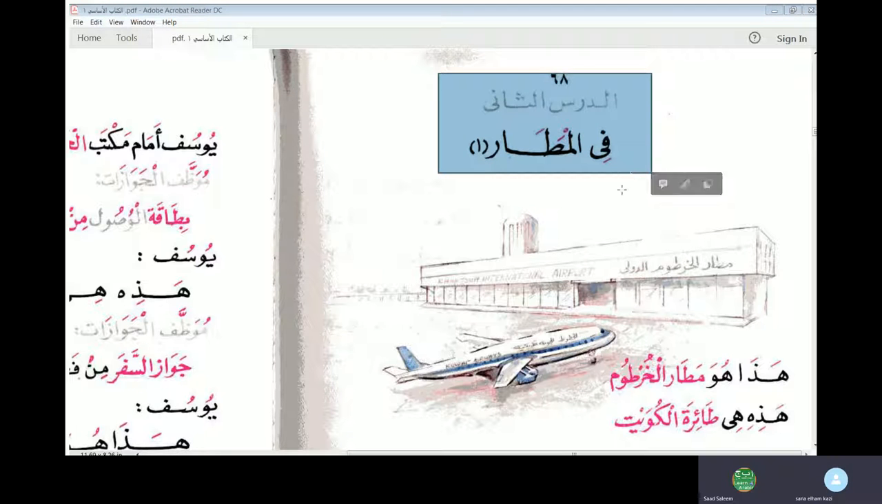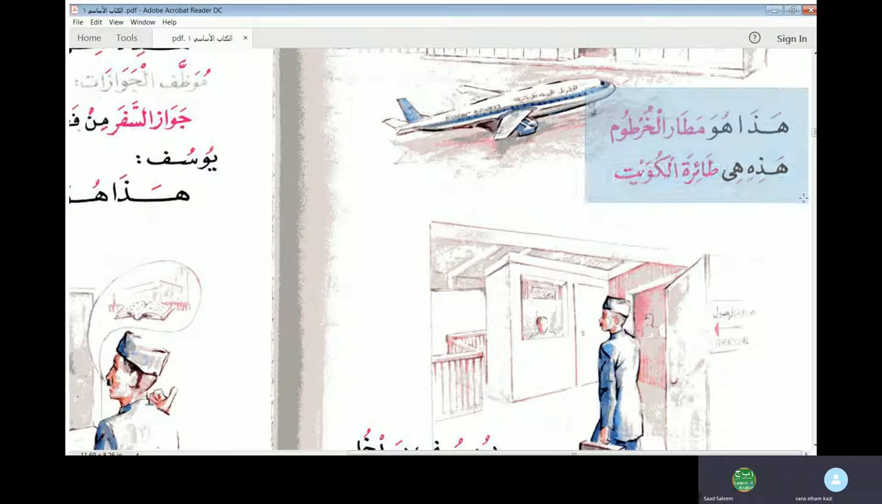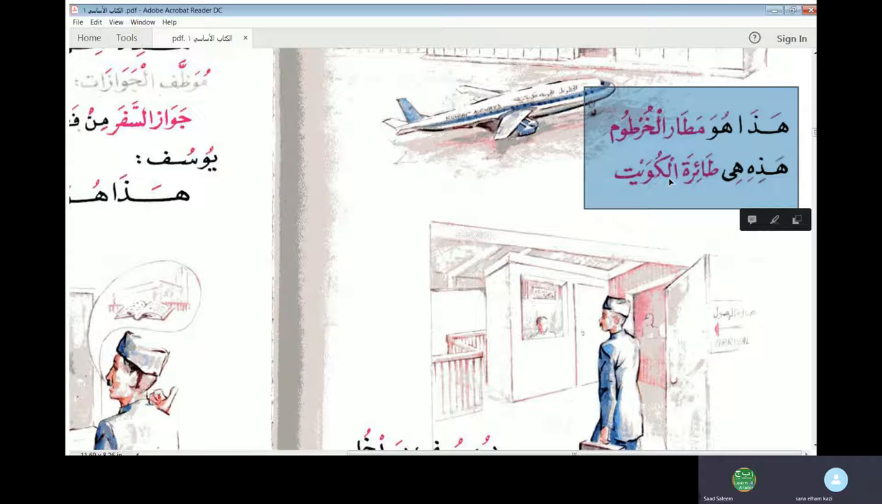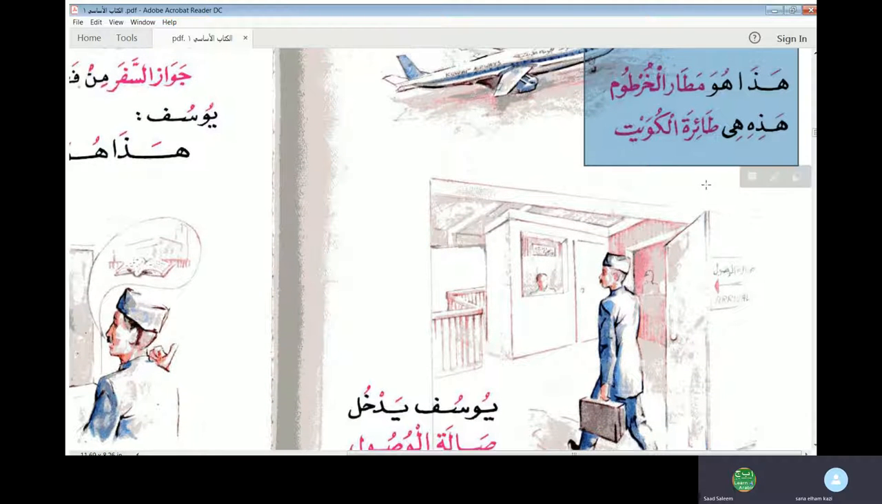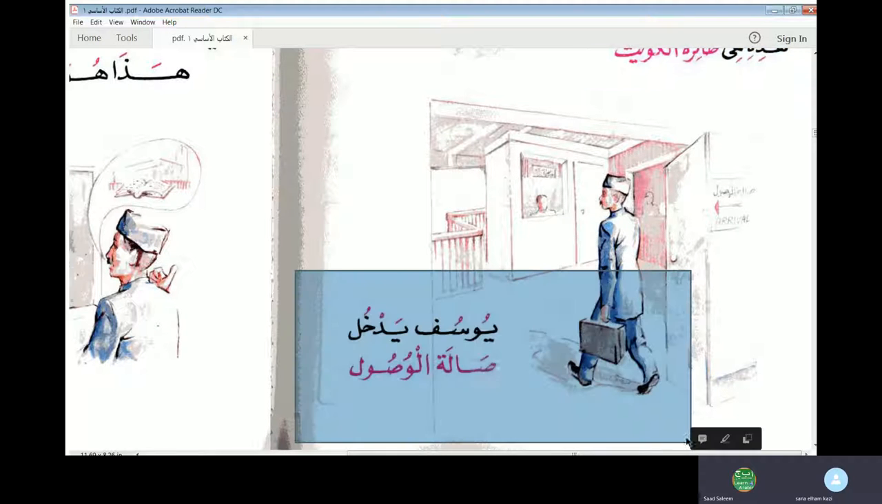Al-Matar, third lesson. Fil matar, in the airport. هذا هو مطار الخرطوم. This is Khartoum airport. هذه هي طائرة الكويت. This is the Kuwait Airlines aeroplane, Tairatul Kuwait. Yusufu yadkhulu. Yusuf is entering.